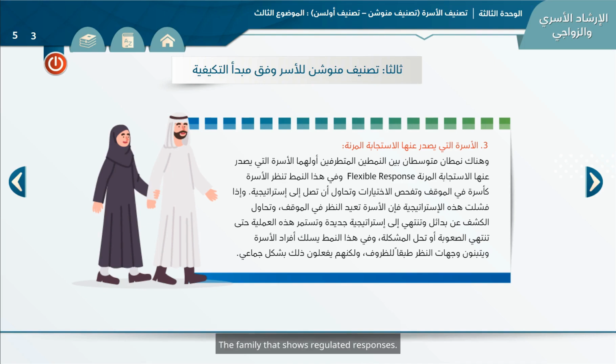The family that shows regulated responses. The last family shows standard responses. In this pattern, the family limits its actions and relies on cognitive and repetitive behavioral methods to face challenges. Their responses follow a known and traditional sequence.